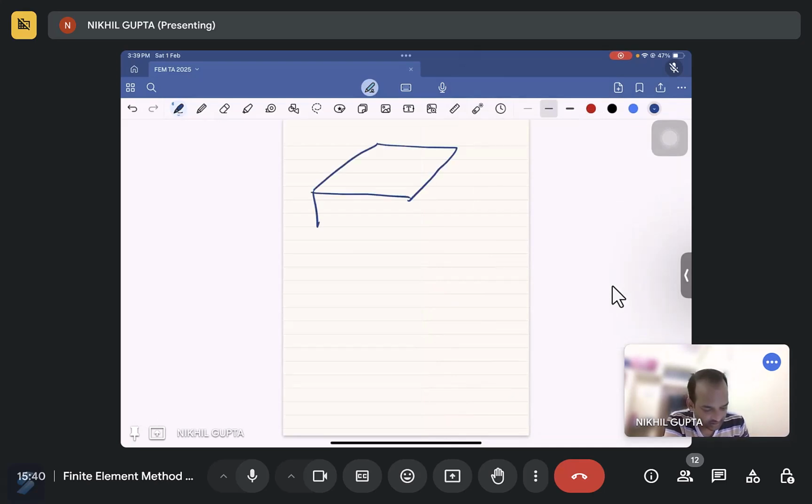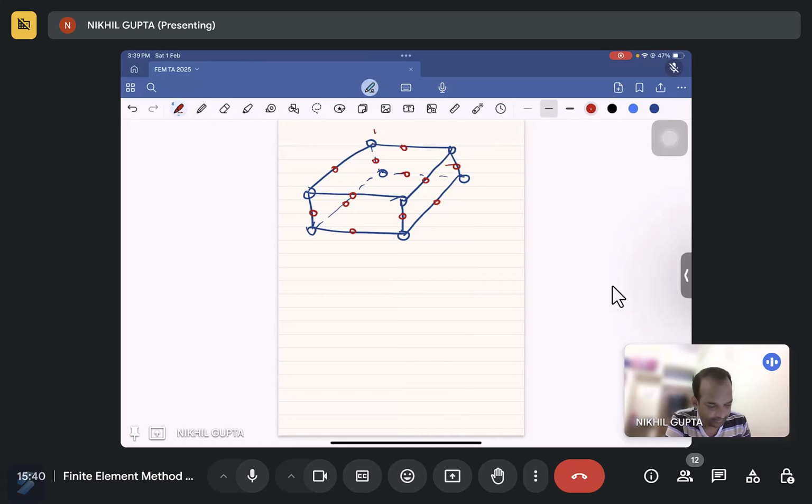Consider this brick element. So 1, 2, 3, 4, 5, 6, 7, and 8. Now, for each edge of the element, you should have a node here, a node here, and so on. Now let's count it. This is 1, 2, 3, 4, 5, 6, 7, 8. 8 are the outside ones.